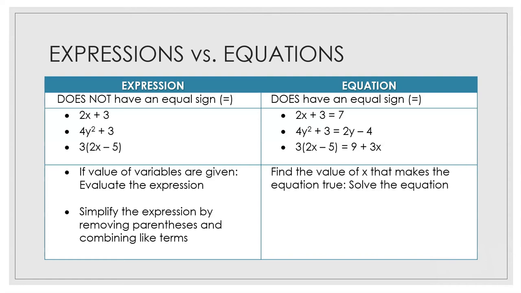So, as I mentioned before, the main difference between an expression and an equation is expressions do not have equal signs in them, which means that all you can do with them is to either evaluate them if you're given their values, or you can simplify them like we did in the last section. With an equation, since they do have an equal sign, now we can use properties of equality to work our way backwards and come up with a value for the variable.